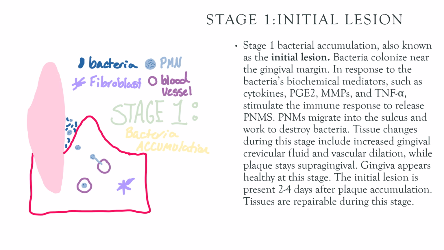So the first stage of the pathogenesis of periodontal disease is the initial lesion. In this stage, we can see bacterial accumulation at the gingival margin. During this stage, biochemical mediators release PMNs to go to the site of the bacteria to try and destroy the bacteria. During this stage, we don't see a lot of inflammation. The gingiva appears mostly healthy at this stage.